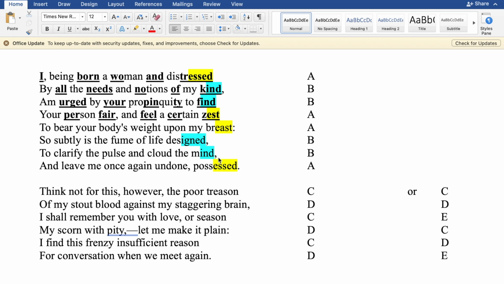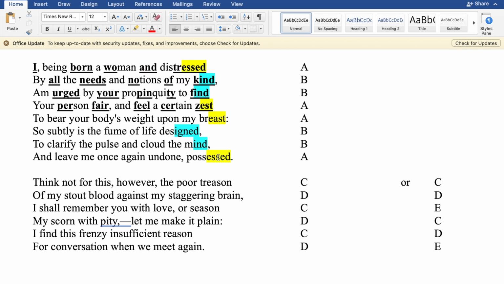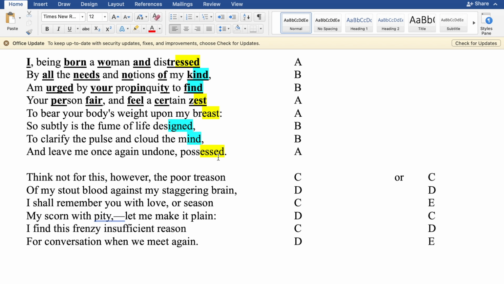So we've got 2 sets of 4 words that rhyme with each other, and then another 4 words that rhyme with each other. That's a real challenge in English, and it's one of the reasons that the later Shakespearean sonnet or the English sonnet developed into something else. We'll talk about that in the next video, but let's continue and look at the next part.